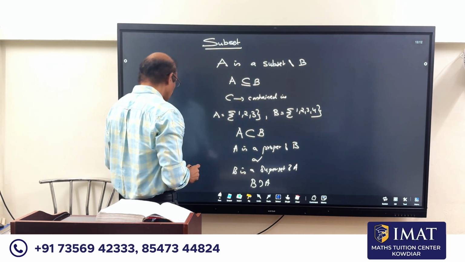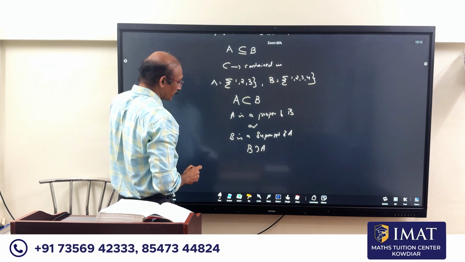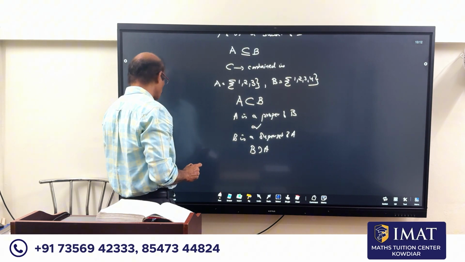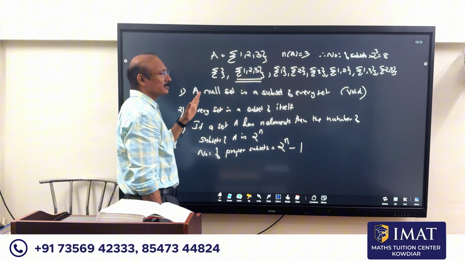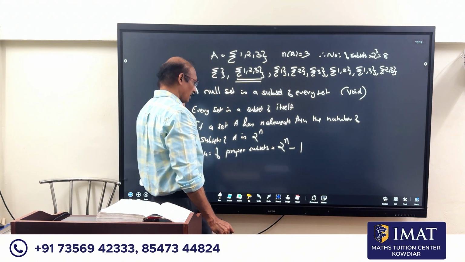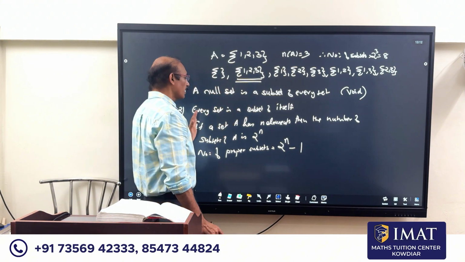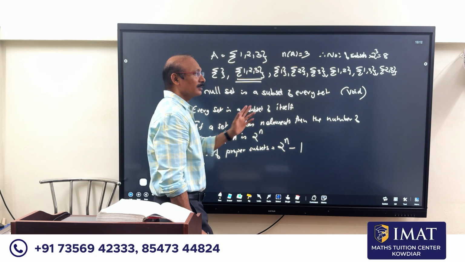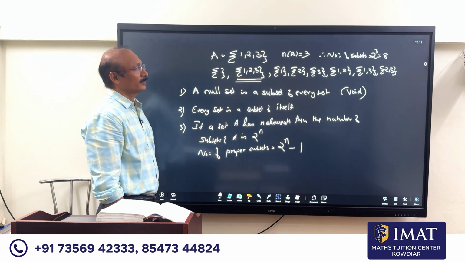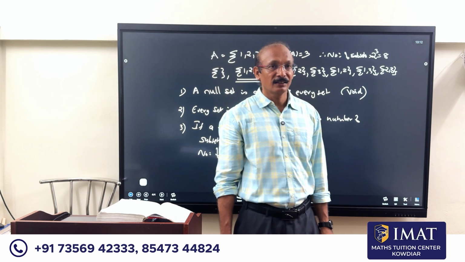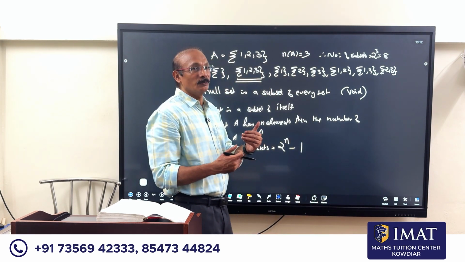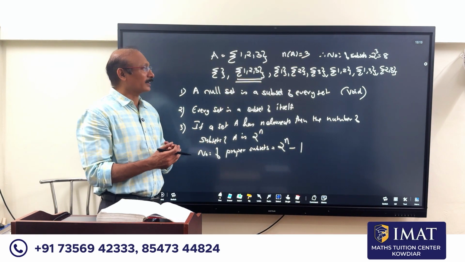Then come the important properties connected with subsets. 3 important properties: a null set is a subset of every set. Every set is a subset of itself. If a set A has n elements, then the number of subsets will be 2 raised to n. Hope this much is clear to everyone, right? Okay, now let us pass on to some other points connected with this.